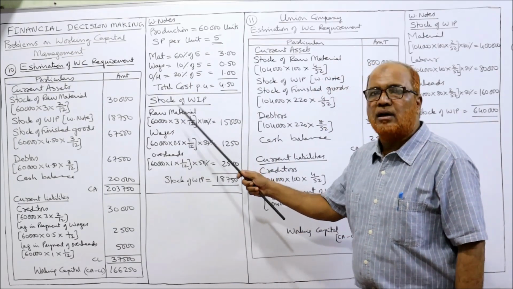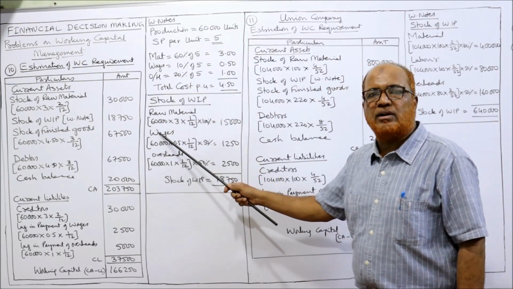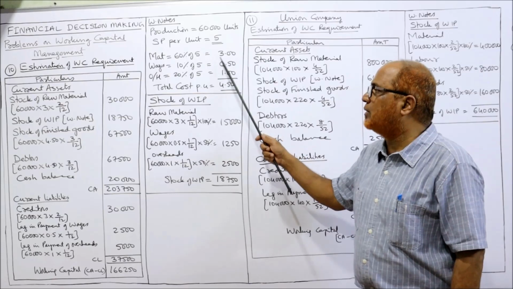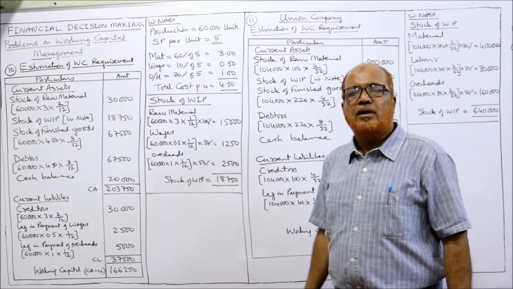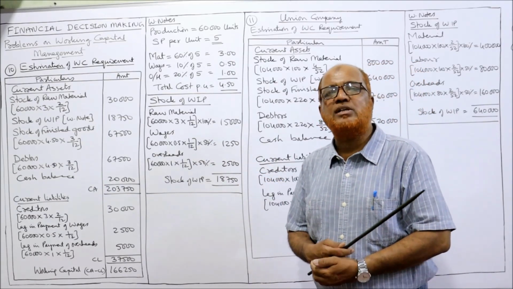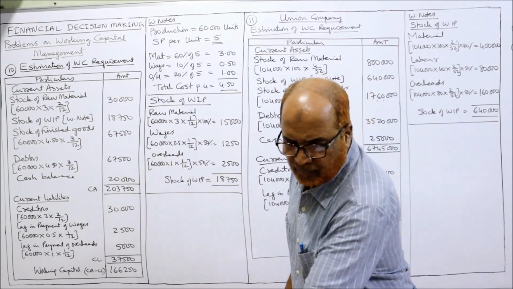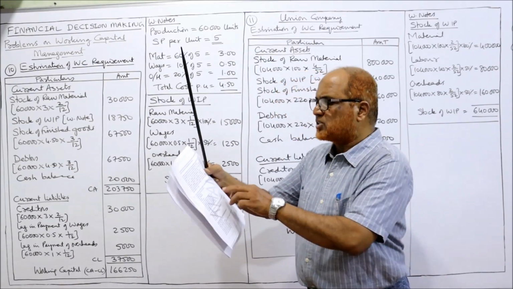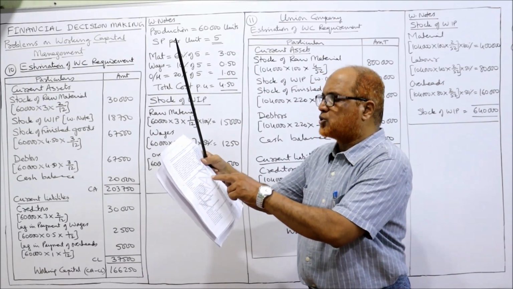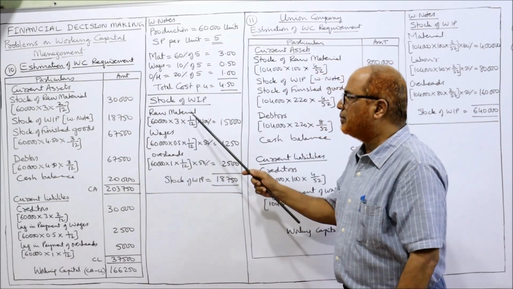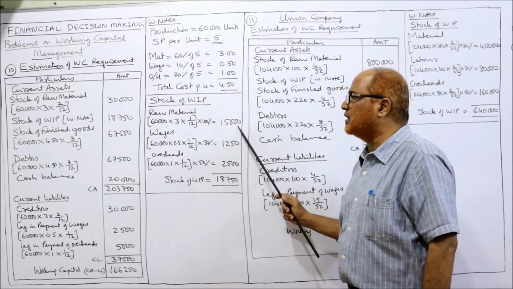So here you can see raw material: 60,000 units into 3 rupees per unit, raw material 3 rupees into the processing period. Work in progress period is given in the problem as 1 month. Raw material storage period is 1 month. Work in progress storage period is 1 month. So 1 by 12 into 100% for material.